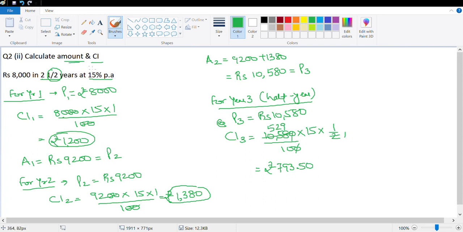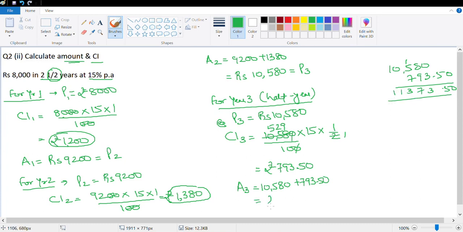We need to calculate amount, which means final amount is equal to 10,580 plus 793.50. That's 10,580, 793.50. That's 0.503. 9 plus 8, 17. 8 plus 5, 13. That's rupees 11,373.50. So that's the final amount. This part of the question done.